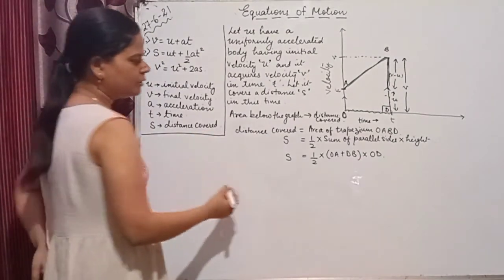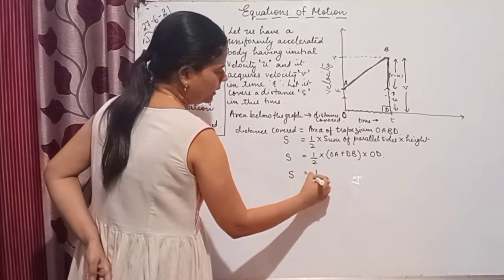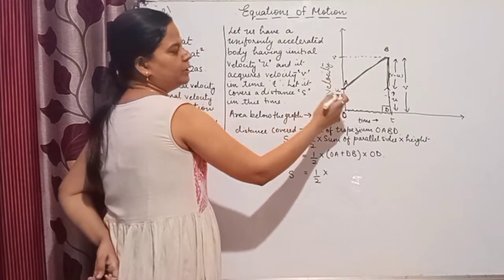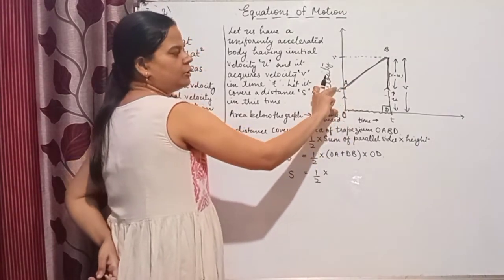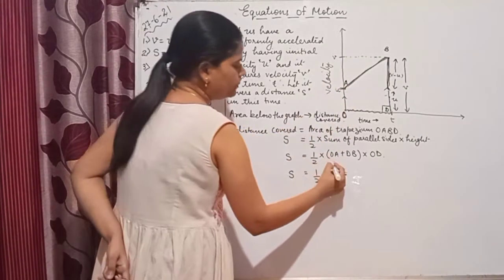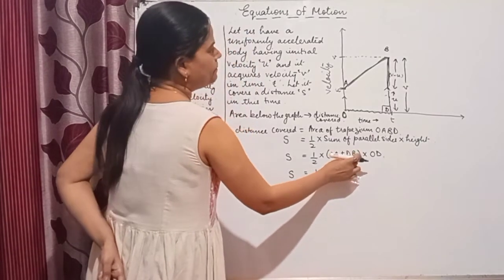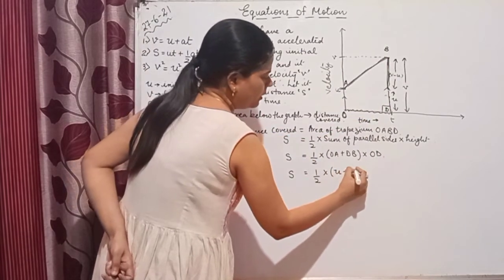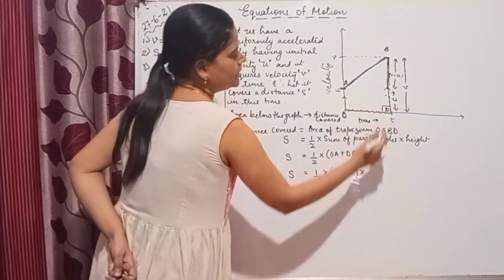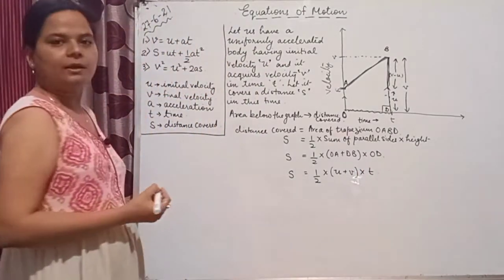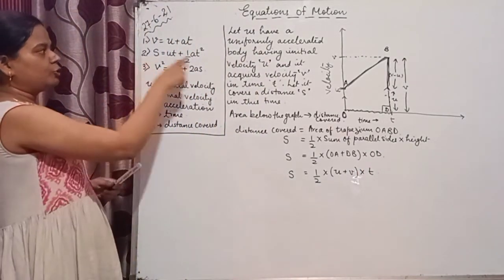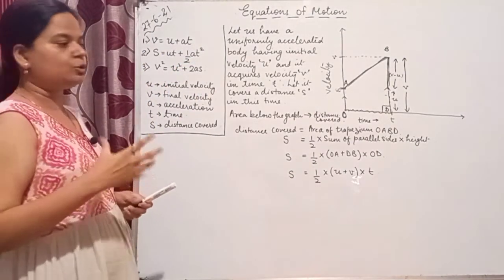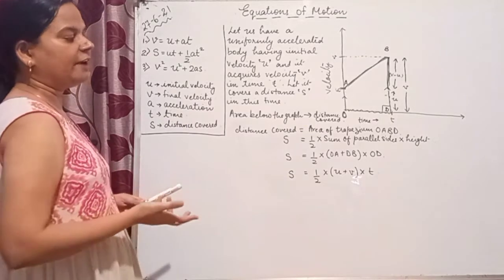Now place the values. S is equal to 1 by 2 into OA plus DB. OA is U. This is the point U and this is U, so the distance between 0 and U will be U, plus DB. DB, this whole distance, is V, as we have already seen, into OD. OD is T. Right? Now, in the second equation of motion, you can see that we have not used V anywhere. So we want to replace V. From where are we going to replace V?